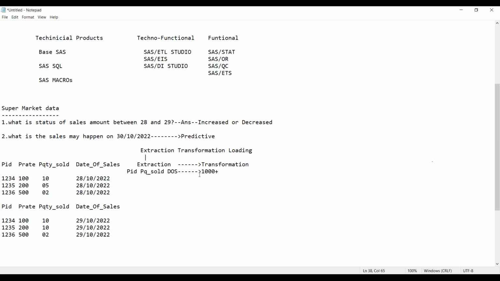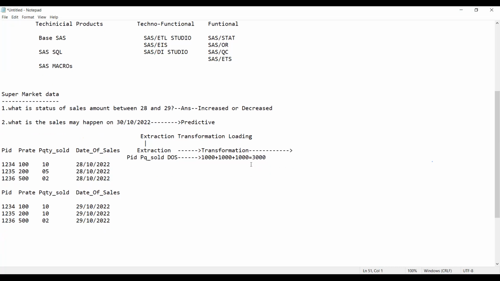1000 plus 200 into 5, 1000, plus 500 into 2, 1000. That's it. Now, guys, what's the total amount? 3000. Am I right? 3000. This is the transformation. You have done the transformation directly. Now, transformation is done. I want to load it. So in the loading also, I want some data like this. As you don't have the space there, I'm typing it here.